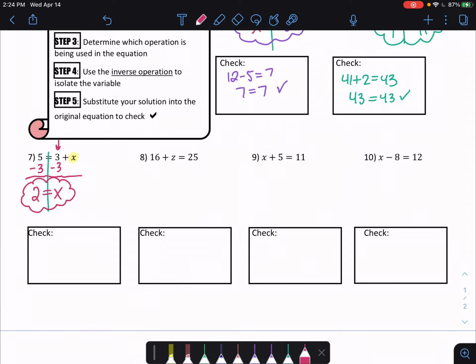So my solution is x equals 2, and now I'm going to check my answer. So 5 equals 3 plus 2. 5 is indeed equal to 5, so my answer checks out.